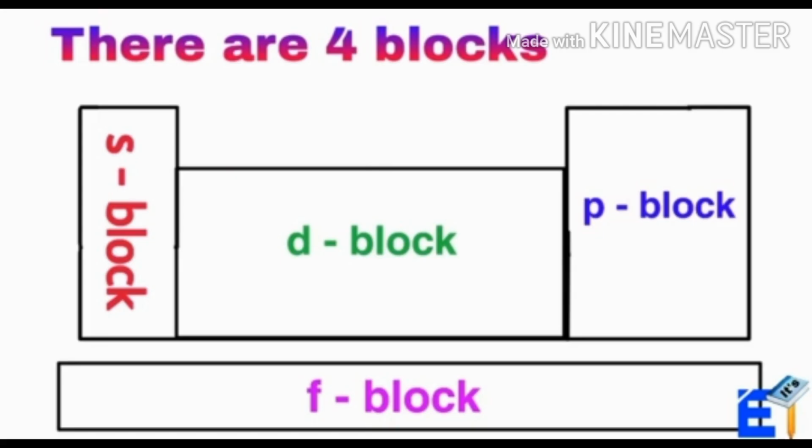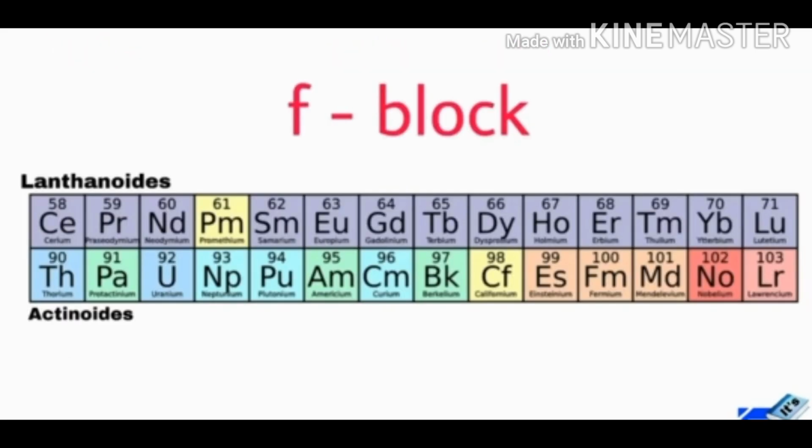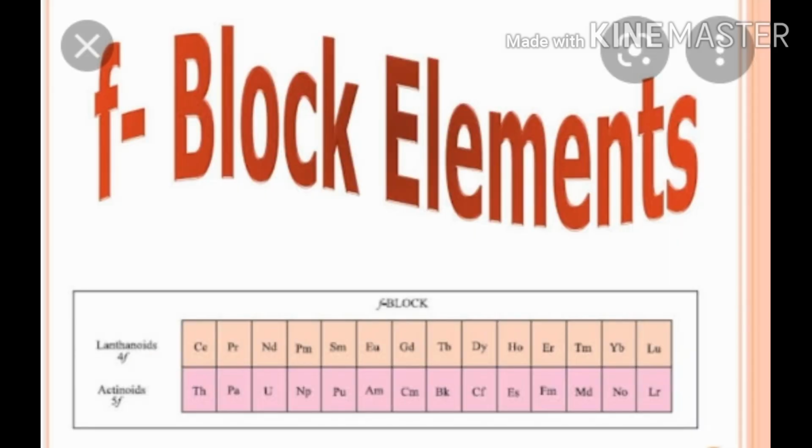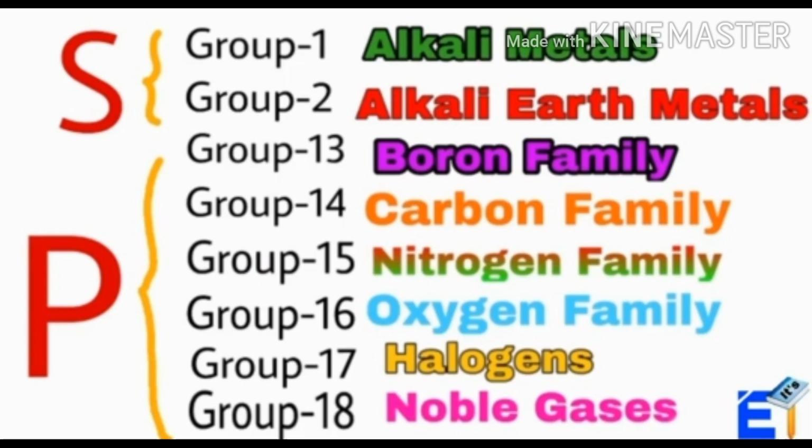Fourth block is the F block elements. F block is placed separately at the bottom of the periodic table. The last differentiating electron enters into the F block. F block elements are arranged in 14 columns. F block elements are further classified into two series: 4F series and 5F series. 4F series are called lanthanoids and 5F series are called actinoids.